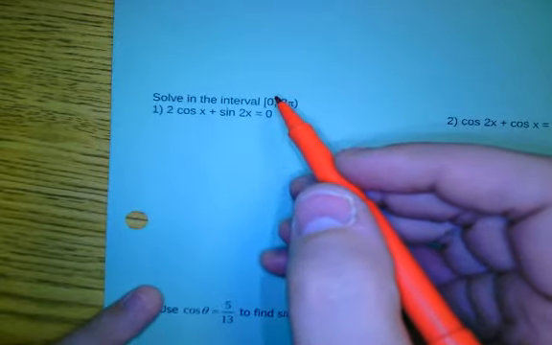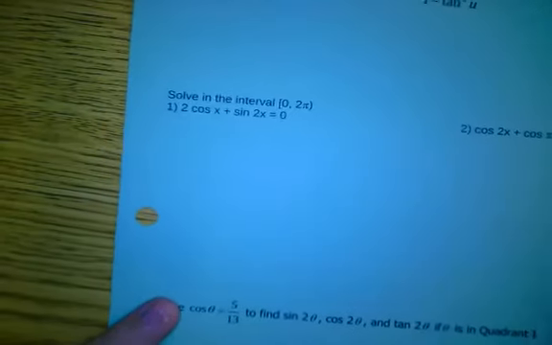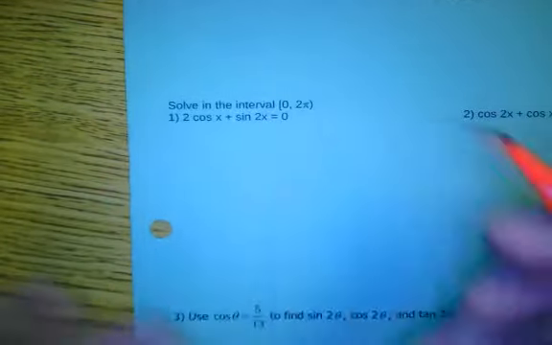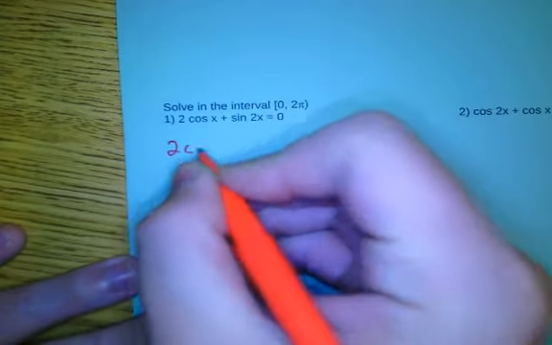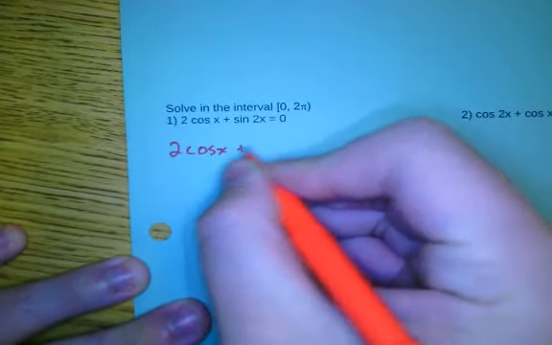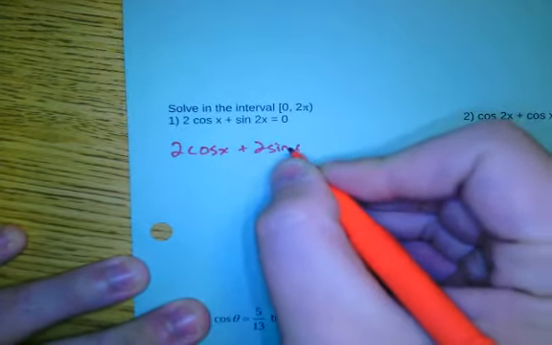Okay, here we go. Number one. So what you need to do is if you see a sine 2x or cosine 2x, you need to convert it immediately so it matches this right over here. So let's do it. So class, what is sine of 2x? Oh, it's 2 sine x cosine x. That's great.